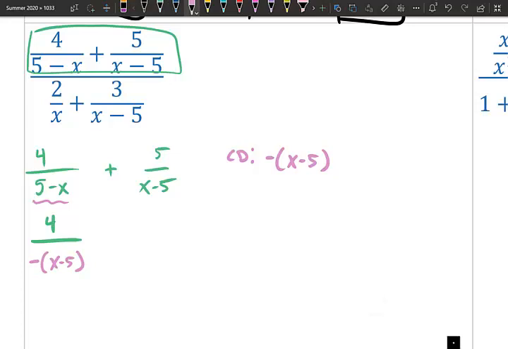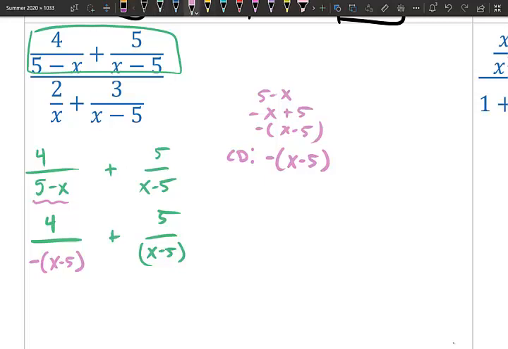I'll show you just in case how I got to there. So we have 5 minus x. Move it around. We have negative x plus 5. Take the negative out. There we go. That's how I got to that. And then we're going to add that to 5 over x minus 5.